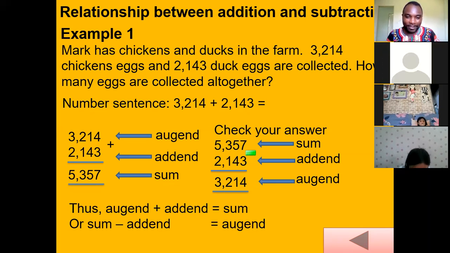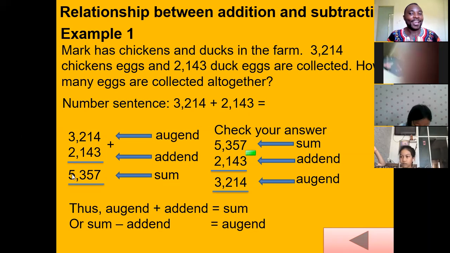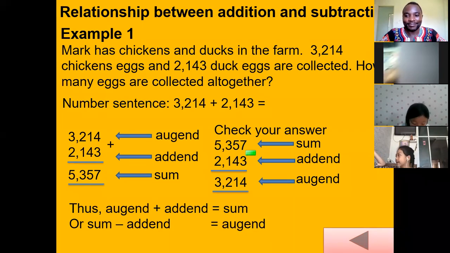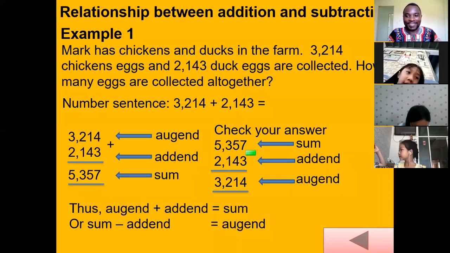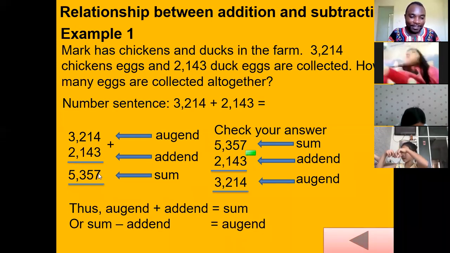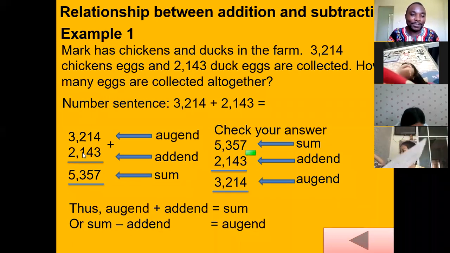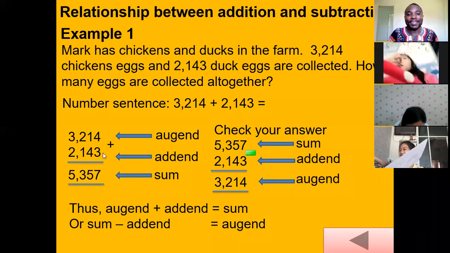Number sentence, 3,214 plus 2,143 is equal to. Okay, so we have to add. It's very easy, right? Okay. So you listen. 4 plus 3, 7. 1 plus 4, 5. 2 plus 1, 3. 3 plus 2, 5. Okay.